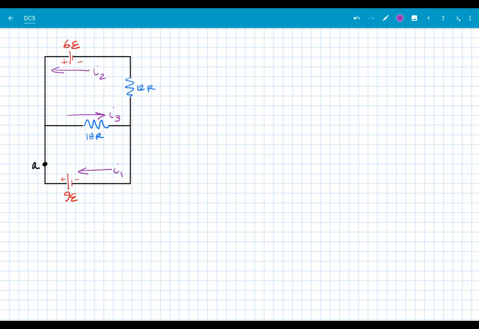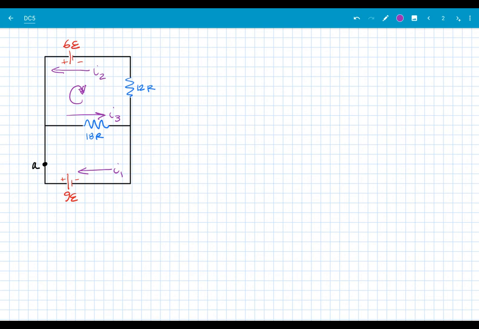Whenever I label currents, I always use straight line arrows. I see students quite a bit use, and I think this is just taught in other places maybe, a little circle for their currents. That is so misleading, because what it makes your brain think is that there's some current flowing around in a circle around this top loop.